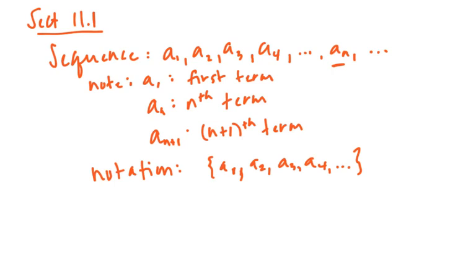A sub 1. The second way we have notation is A sub n. And so it'll probably give a formula there. And then the last one is A sub n, and we go from n equals 1 to infinity. So those are the basic notations that we have.